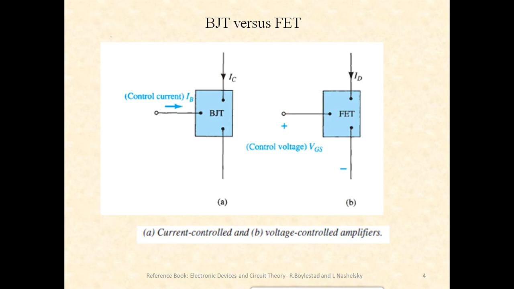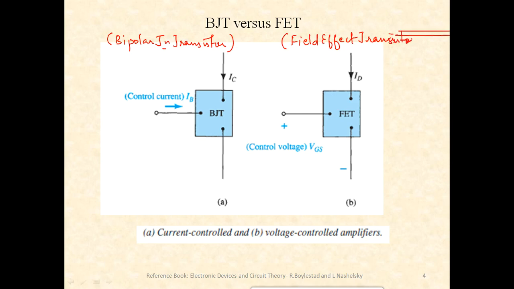BJT stands for bipolar junction transistor, and FET stands for field effect transistor. Both are transistors, but they have a main primary difference. The main difference is that BJT is a current controlled device, and the current control happens by the base terminal. So base current controls the output current, which is the collector one.